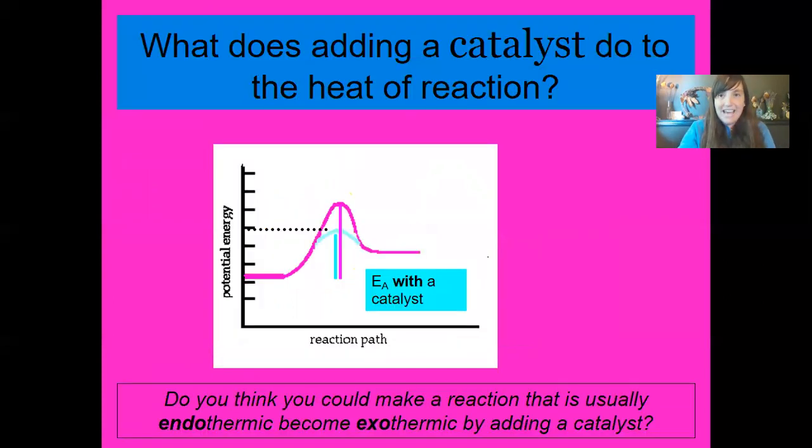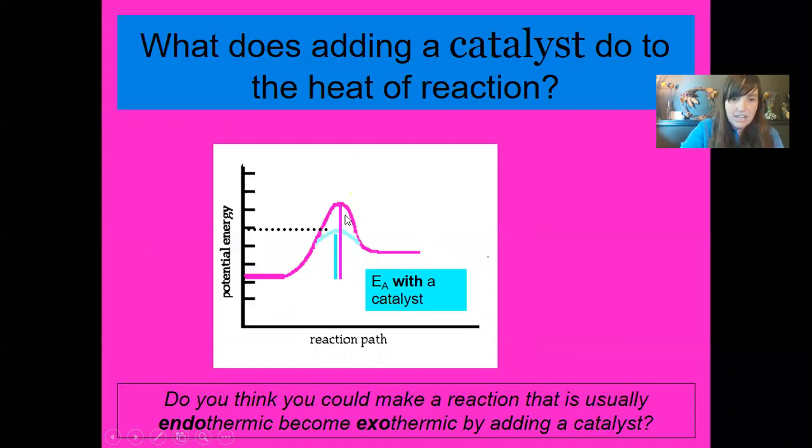Okay, what does adding a catalyst do to the heat of reaction? A catalyst was one of the 6 factors we learned about last time. We know that adding a catalyst speeds up the rate of the reaction. And we said it was because it decreases the activation energy, but I didn't explain what that was. But now you know, activation energy is this hump, right? It's where you break the bonds and get ready for the reaction and then make new bonds.